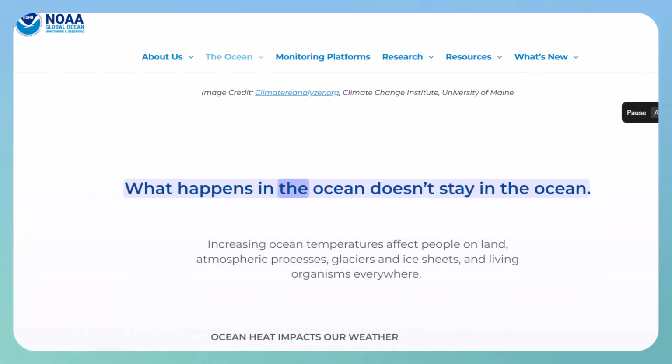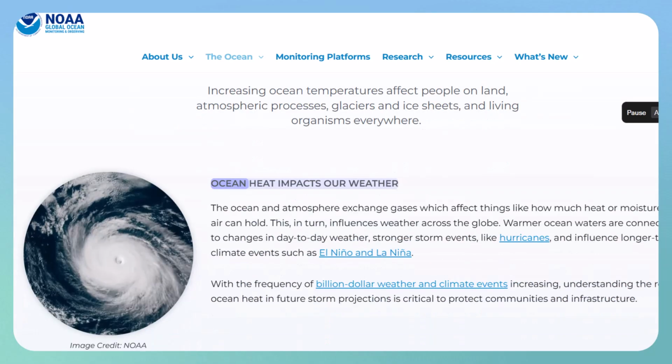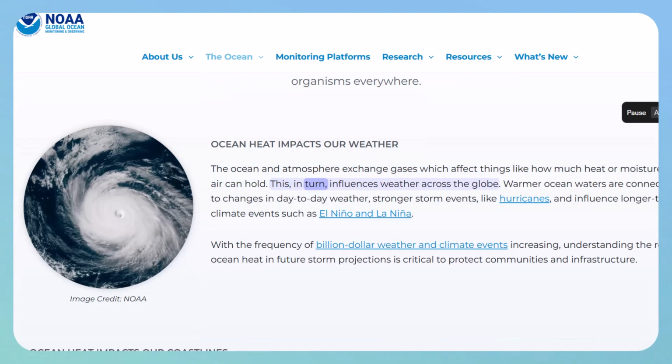What happens in the ocean doesn't stay in the ocean. Increasing ocean temperatures affect people on land, atmospheric processes, glaciers and ice sheets, and living organisms everywhere. Ocean heat impacts our weather. The ocean and atmosphere exchange gases which affect things like how much heat or moisture the air can hold. This, in turn, influences weather across the globe.